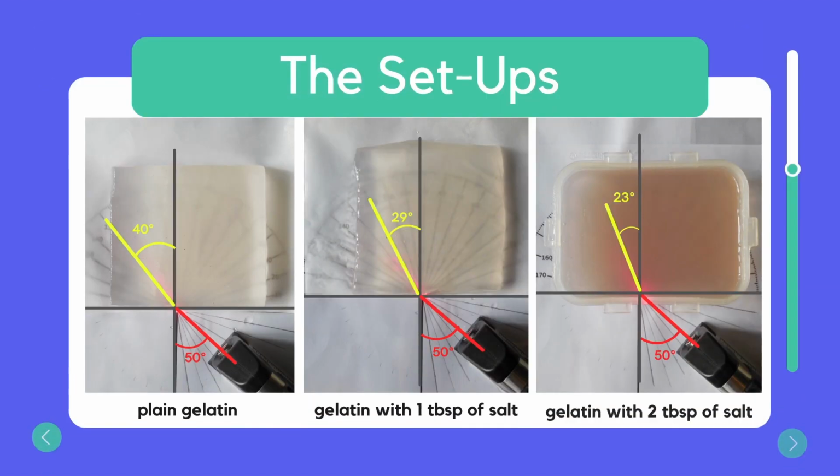The researchers conducted the same method to 3 gelatin samples: plain gelatin, gelatin with 1 tablespoon of salt, and gelatin with 2 tablespoons of salt. For uniformity, we set our angle of incidence to 50 degrees. For the plain gelatin, we were able to obtain an angle of refraction of 40 degrees. For the gelatin with 1 tablespoon of salt, we obtained 29 degrees, while for the gelatin with 2 tablespoons, we obtained 23 degrees for the angle of refraction.